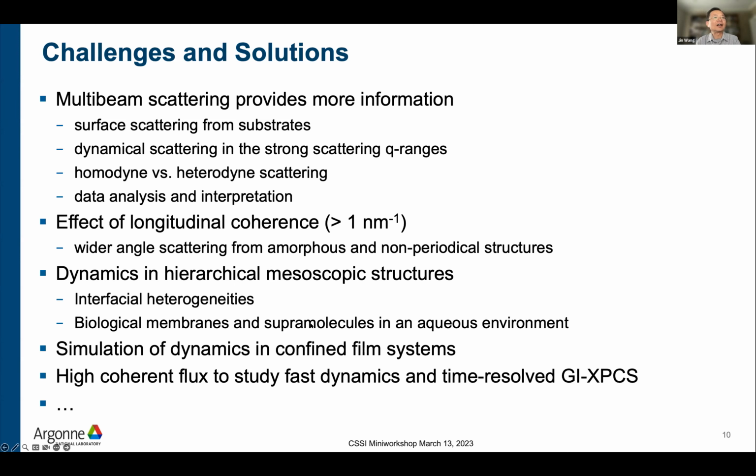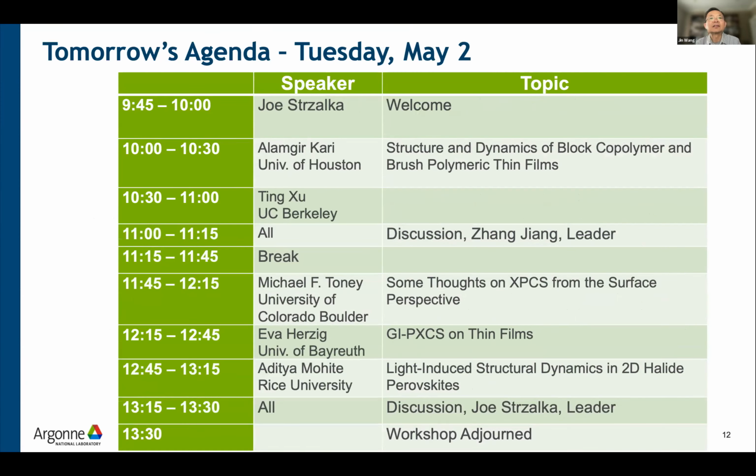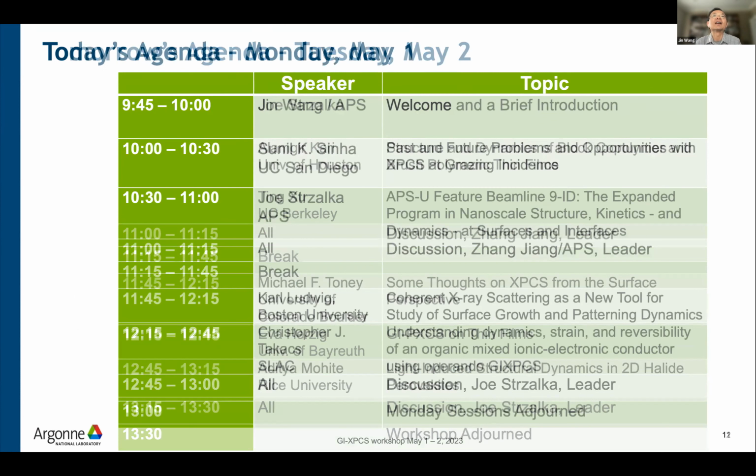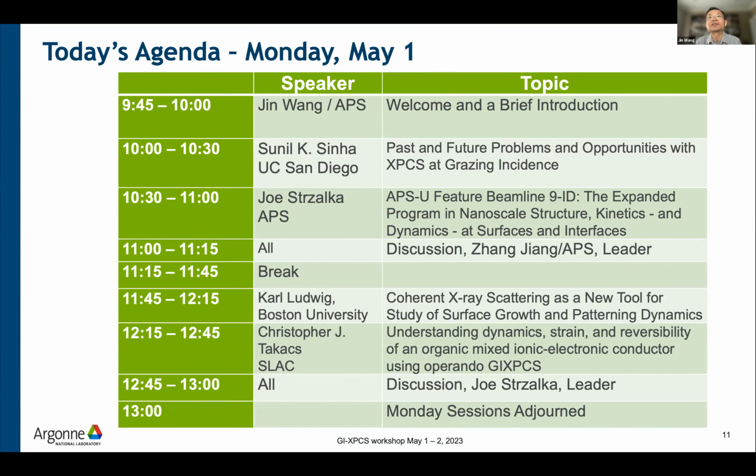Also, the high coherent flux that the new APS source provides gives us the opportunity to study fast dynamics or time-resolved grazing-incidence XPCS during processing, like spin coatings and all these very fast events. All these things can be explored, right? But it's also a challenge to implement these techniques.